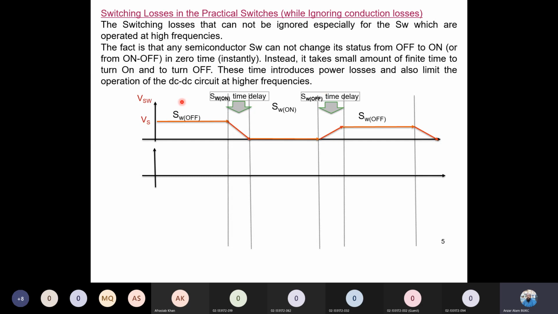So we have drawn the voltage waveform. When the switch is off, the voltage will be maximum, equal to the supply. And when the switch is on, the voltage is 0. We have ignored the conduction losses here, which is why we took the voltage as 0. Now you have to draw the current waveform. When the switch is off, the current will be 0 because I have to ignore the conduction losses.